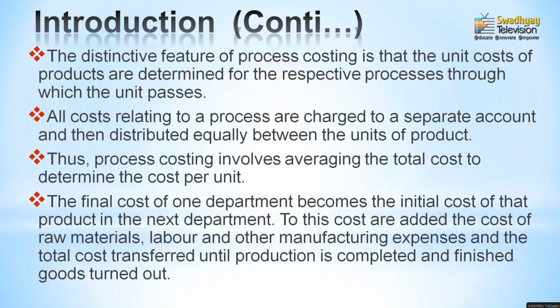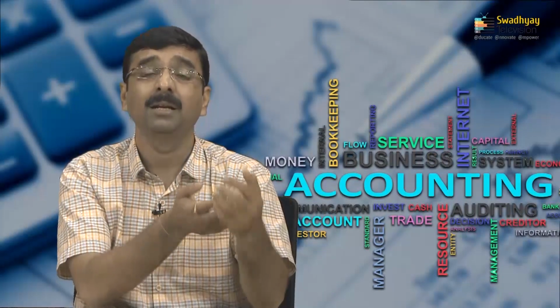Now, a distinctive feature of process costing is that the unit cost has to be identified, that the product costs are determined for the respective process through which the unit has passed. So, as we already discussed, the company has identified different processes for the manufacturing of a product. Which part of the process requires different types of inputs, and what type of cost has been incurred in the different processes? Different types of expenditures and costs may be incurred in different processes, or at different stages and levels.